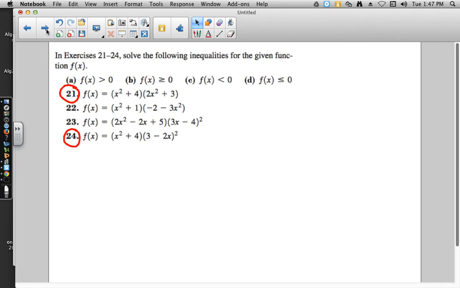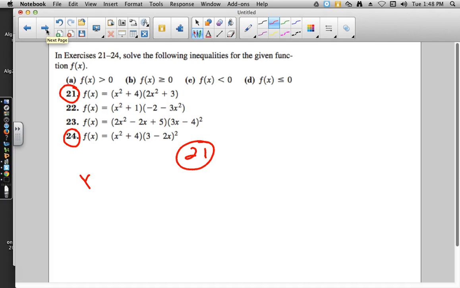And then number 21, it says solve the following inequalities for the given function f of x. 21 we already have in factored form.